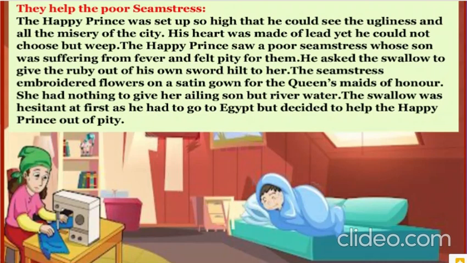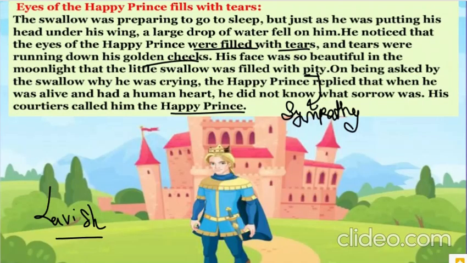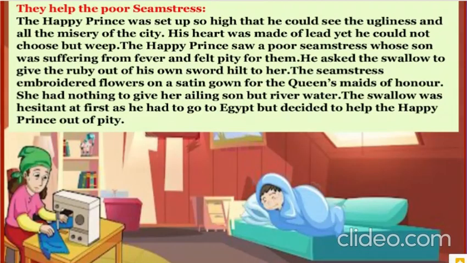Now, what happened next is that the Happy Prince, now that he's dead, as a statue, is tall and high. So he sees the misery of all the people of the entire city. He is tall above, so he can see all the misery of the people, and now he is sad. That's why he is crying. The Happy Prince was set up so high that he could see all the ugliness and the misery of the city. His heart was made of lead, but yet he could not choose but weep.